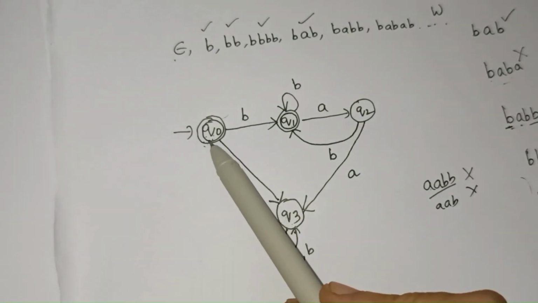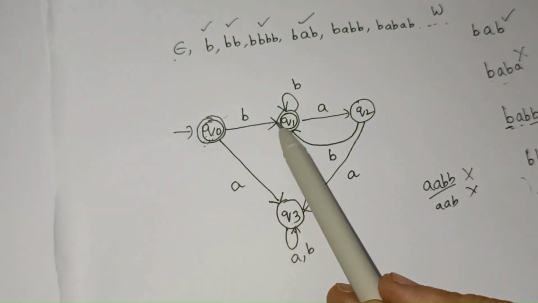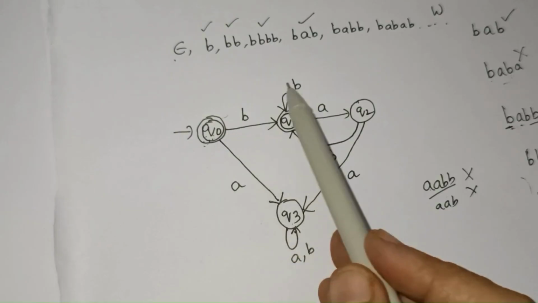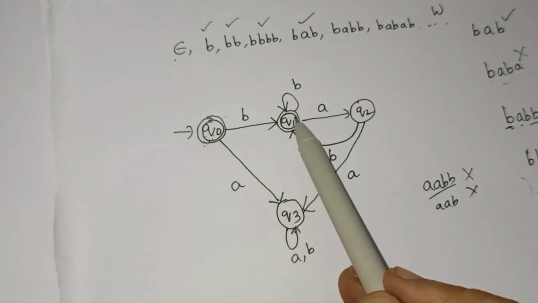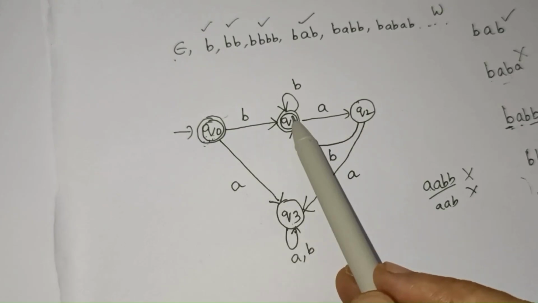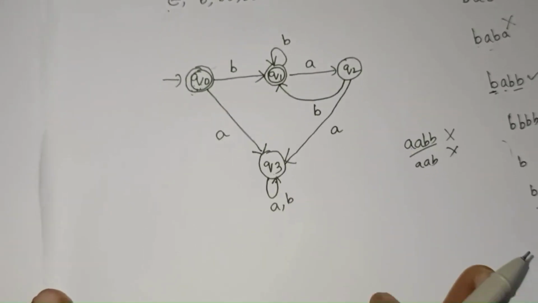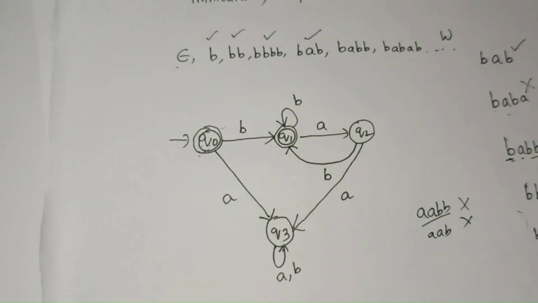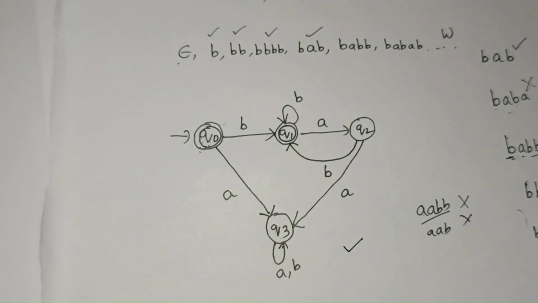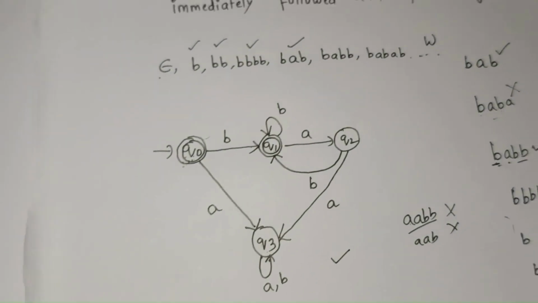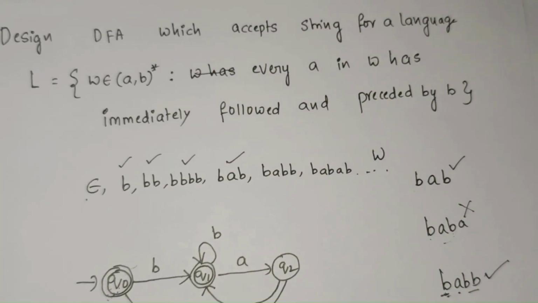See, epsilon is accepted, 1 B is accepted, 2 B's are accepted, any number of B's are accepted. Next, BAB is accepted, BABB is accepted. So hence, this DFA will accept all the strings in which every A is preceded and followed by B. This is the correct DFA that we have discussed. Hope you understood how to design a DFA for this type of question.